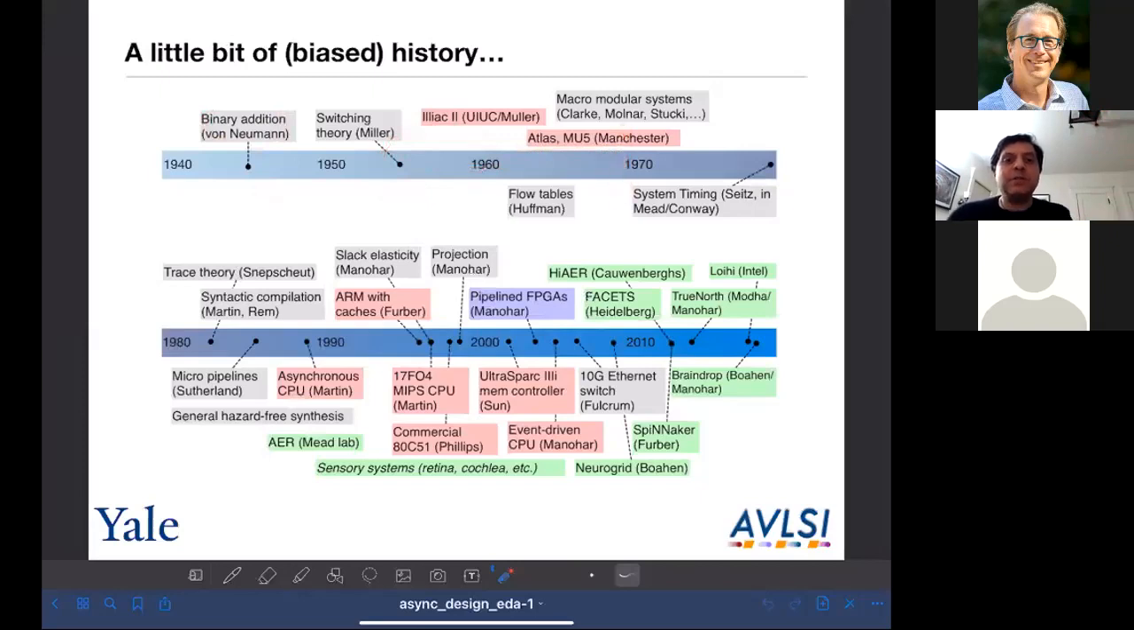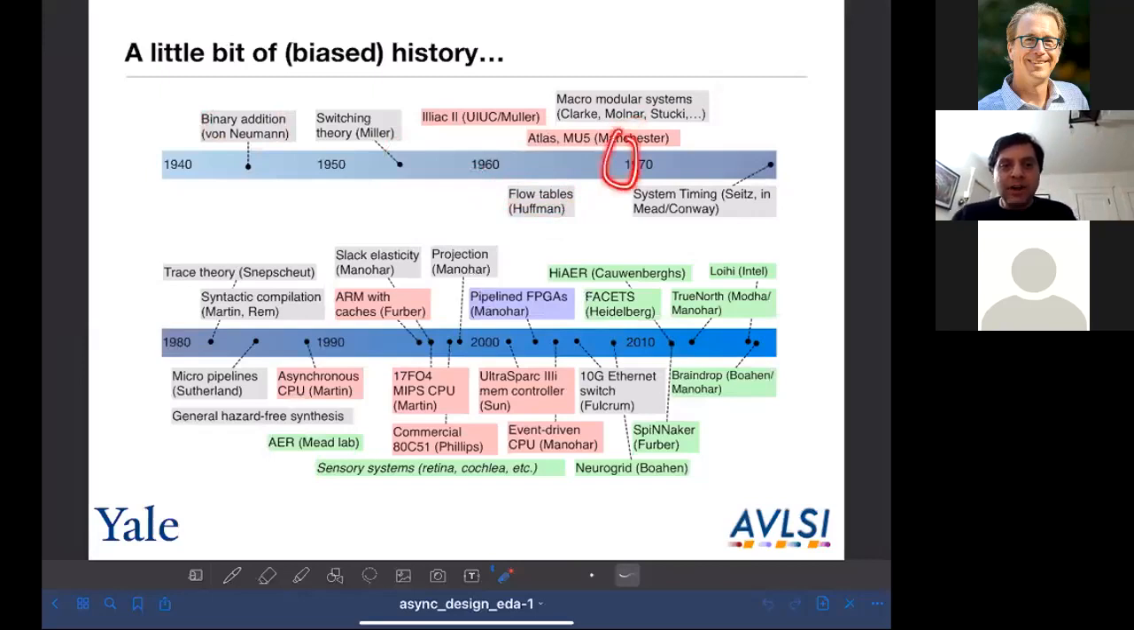There were these famous projects like macromodular systems. This is Wes Clark, one of the designers of the fastest computers in the world in the 50s. He was at MIT. This is Charlie Molnar. These are very famous researchers who made foundational contributions to logic design and things of that nature. You recognize the name Huffman from Huffman coding. It's the same Huffman, by the way, who invented something called Huffman flow tables for synthesis.